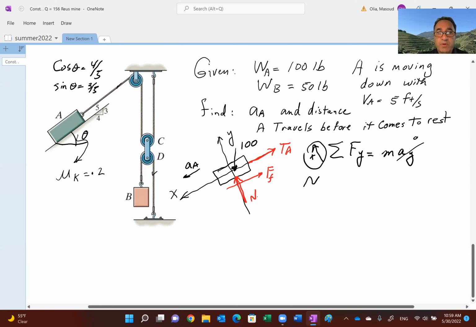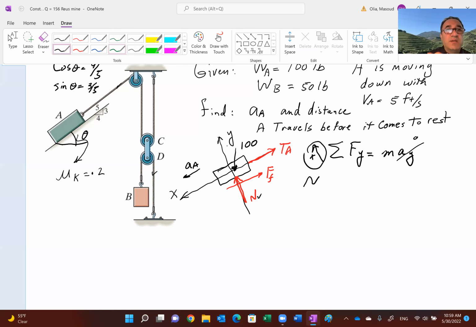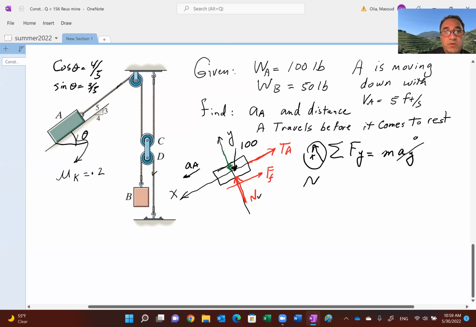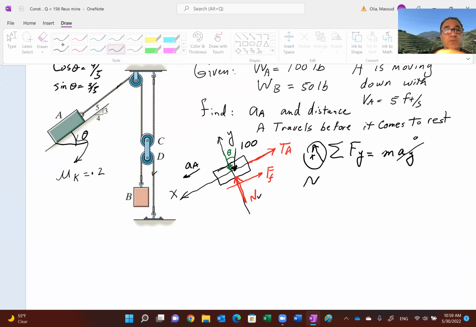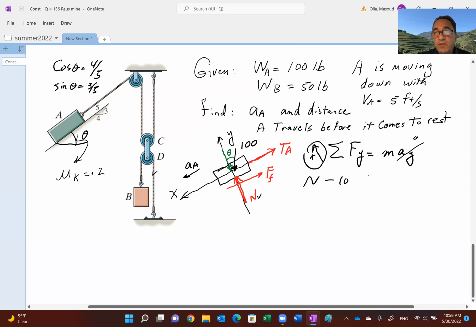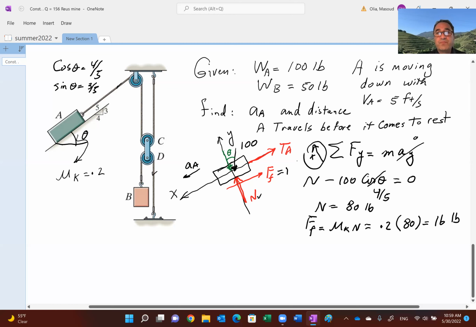So what do we have? N going in the positive direction. How much of this weight is in the Y direction? Clearly this component, which is 100 cosine theta. And remember, there's nothing on the right-hand side, there's no acceleration. Cosine theta is 4/5, so N becomes 80 pounds. Now, if you have N, then the friction force, as we know, is mu k times N. So 0.2, that's given, times 80 pounds for N, is 16 pounds. So this friction force is 16 pounds.